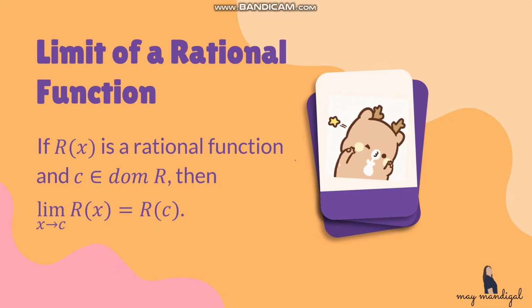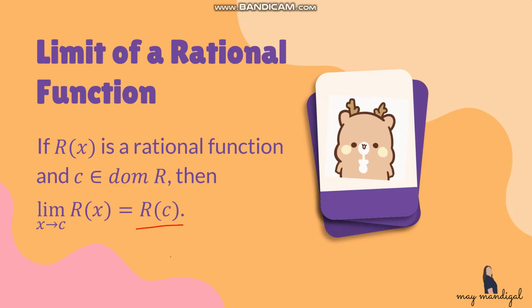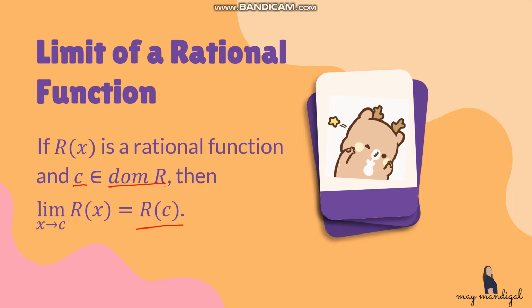Next, let's have the limit of a rational function. Let's say r of x is a rational function and c is an element of the domain of r. Then we can say again that the limit of r of x as x approaches c is just the same as r of c. This will only happen if c is an element of the domain of our rational function. If we're able to make sure that c is an element of the domain, then we can do direct substitution again.